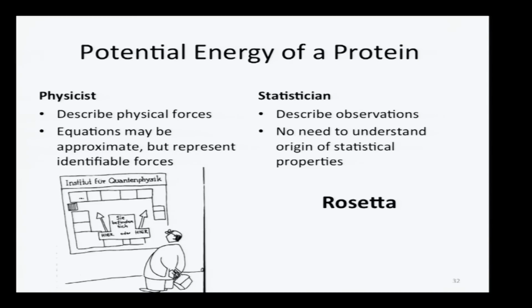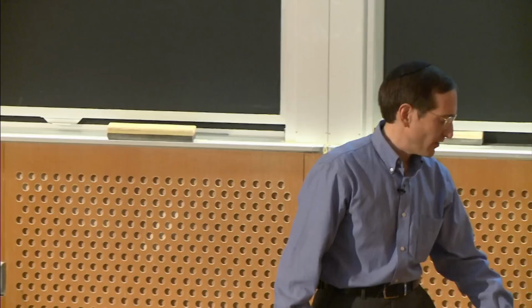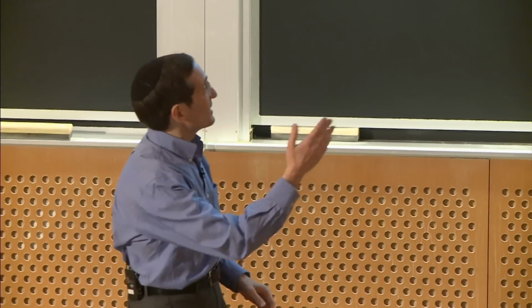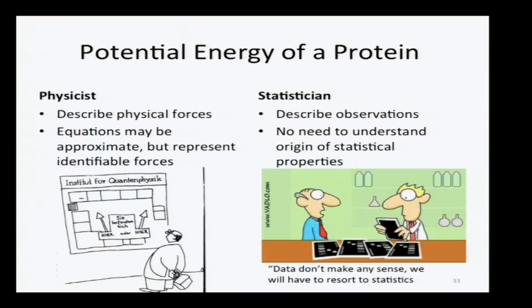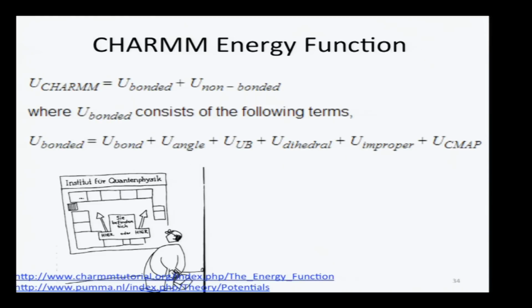So that's the physicist approach. We really do have to think about those quantum mechanical features, whereas on the right-hand side is the statistician's approach. It says data don't make any sense. We'll have to resort to statistics. Okay? So the statistician can get pretty far without understanding the underlying physical forces.